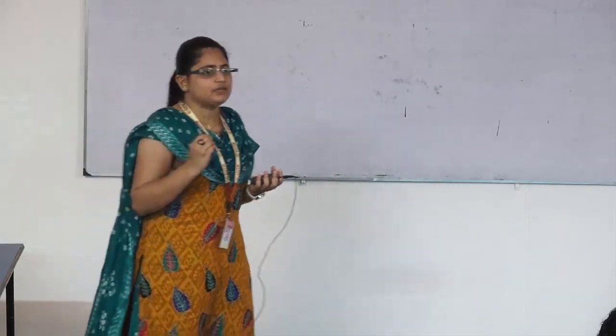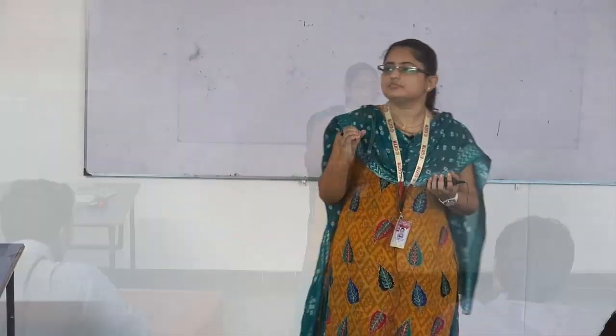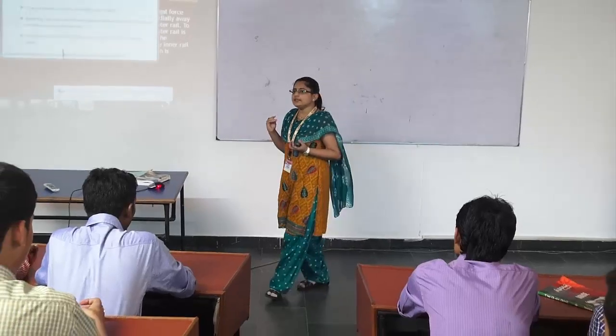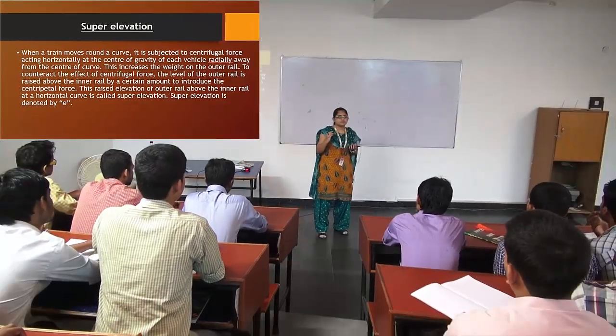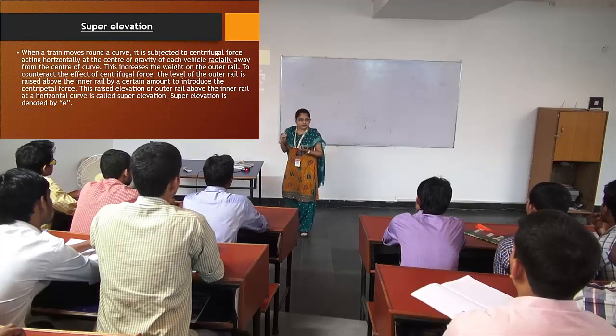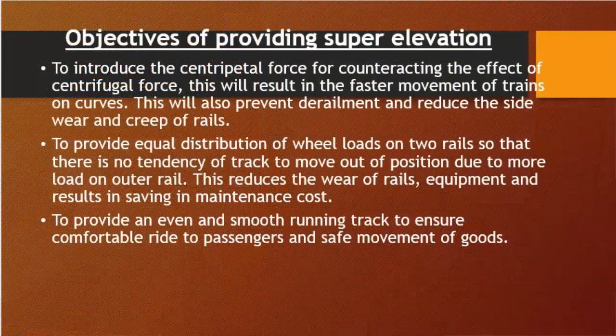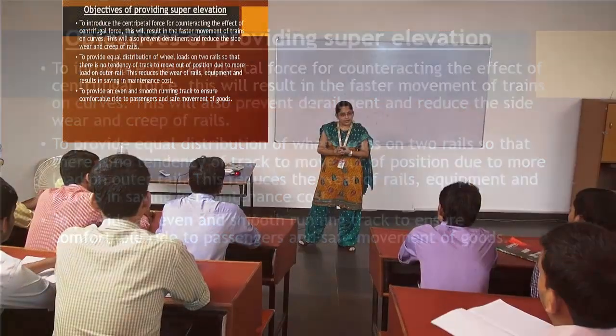For smooth curve. If you provide smooth curve, what will happen? No overturning, then more? No tilting of rails. So what is the first objective? To introduce the centripetal force. Okay, to introduce the centripetal force.